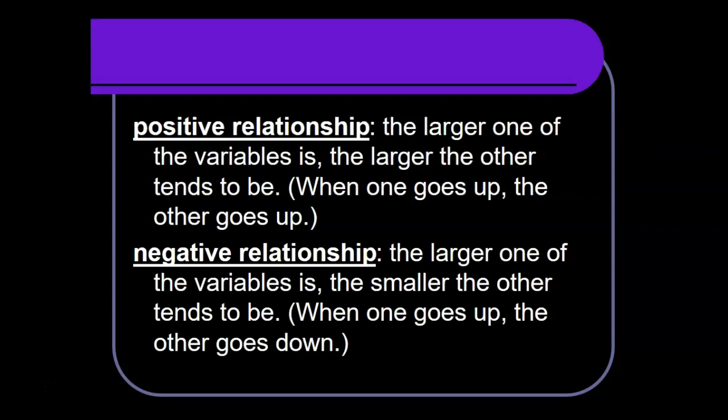A positive relationship is one where the two variables tend to go the same direction. The bigger one of them is, the bigger the other one tends to be, or when one goes up, so does the other. And a negative relationship is one where they go in opposite directions. So the larger one of the variables is, the smaller the other one tends to be. When one goes up, the other goes down.